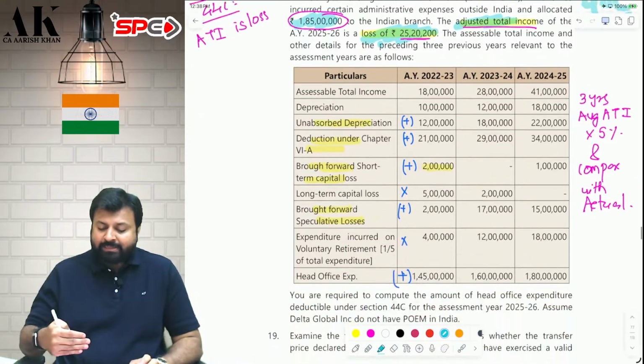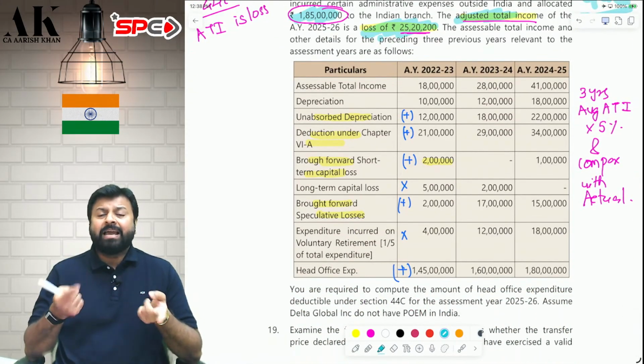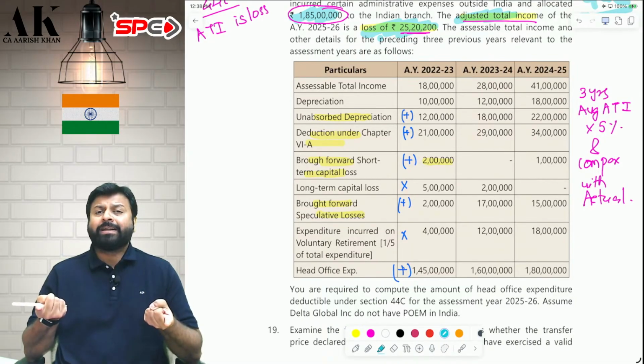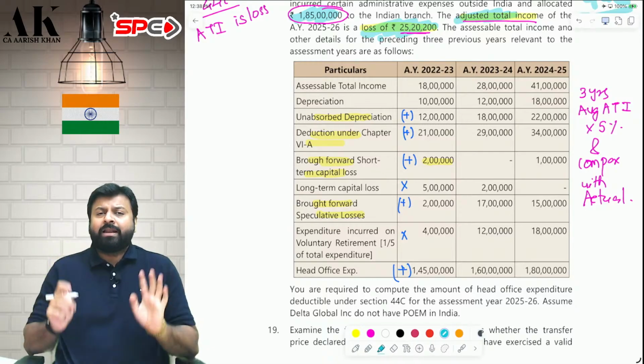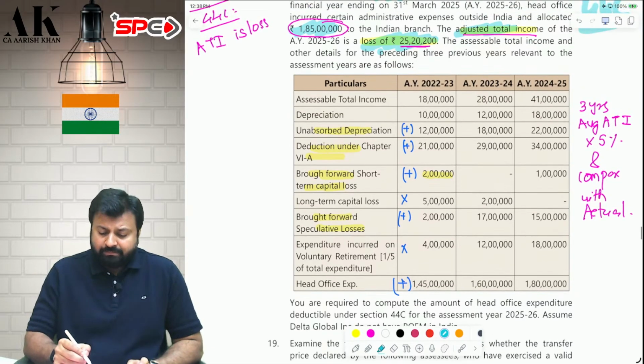Therefore, the last 3 years' adjusted total income is given. We need to find out the adjusted total income of the last 3 years, and then add all 3 of them, then divide by 3. That will be our average adjusted total income. Take 5% of average adjusted total income, compare with the actual amount allocated, 1 crore 85 lakhs, whichever is lower will be allowed as deduction. Now, how to find out average adjusted total income?